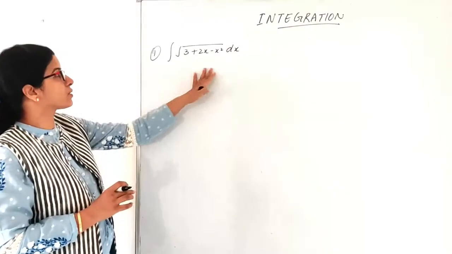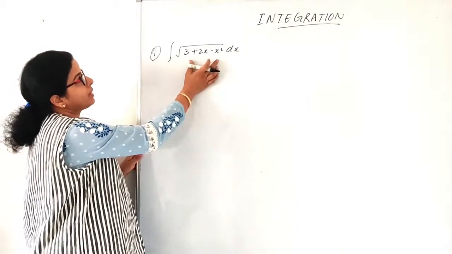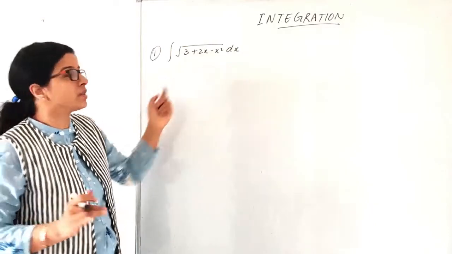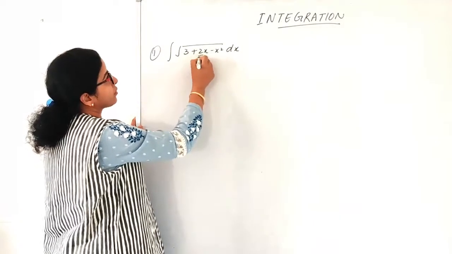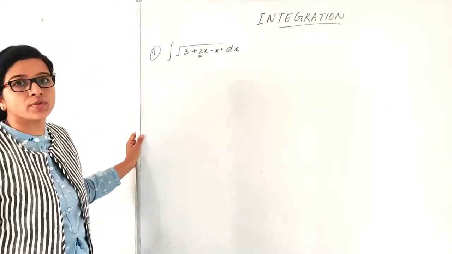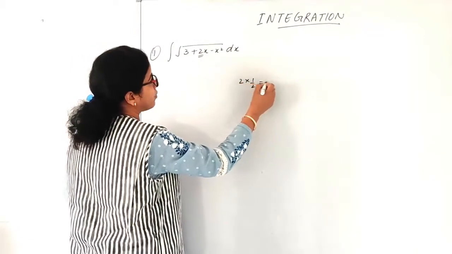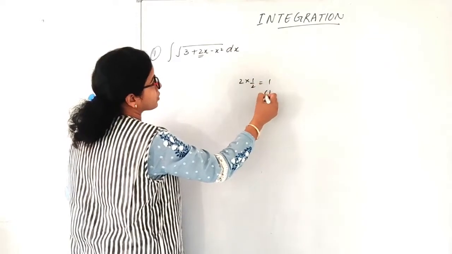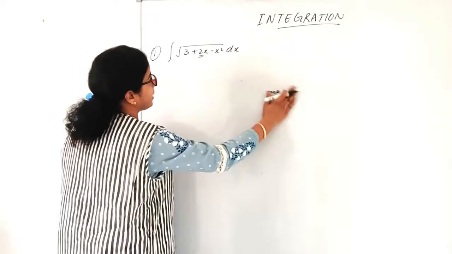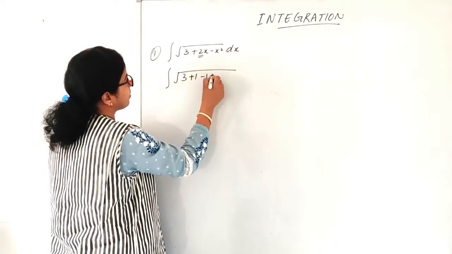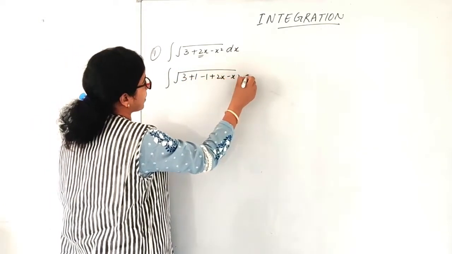So let us take this question now. Whenever we have been given a quadratic under the root, we first try to make it a perfect square, right? So what we are going to do, just take the coefficient of x. What is the coefficient of x? It is 2, right? Multiply by 1 by 2. We are getting 1. Whatever answer we are getting, square that, add and subtract, right? So look here, root 3 plus 1 minus 1 plus 2x minus x square dx.